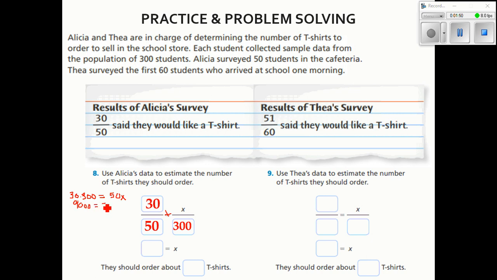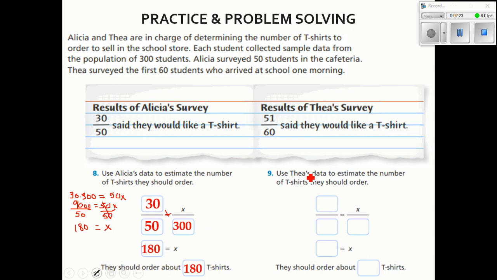And now that we have 9,000 equals 50x, I realize I have to divide 50 away from x to get x by itself. Whatever I divide from one side of the equal sign, I'm sure to divide from the other side. And that's going to give me about 180. So let's see if I'm right. Very good. 180. So they should order about 180 t-shirts.